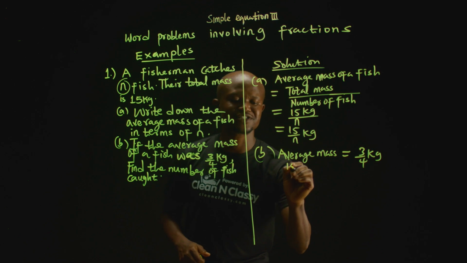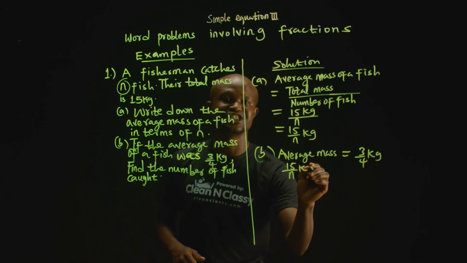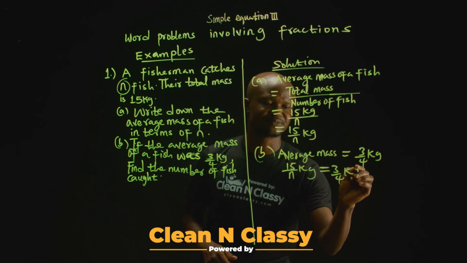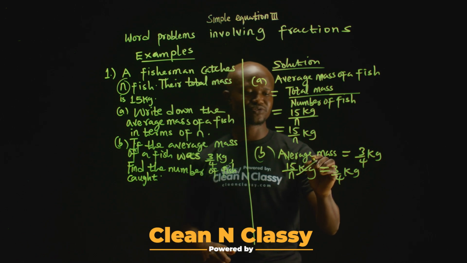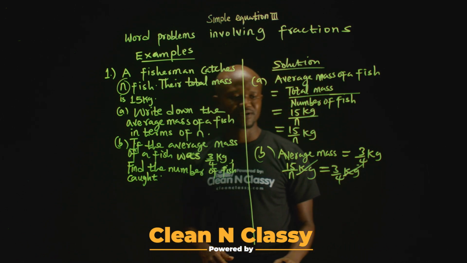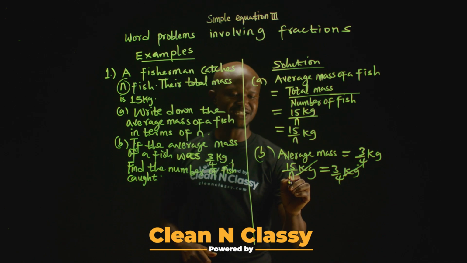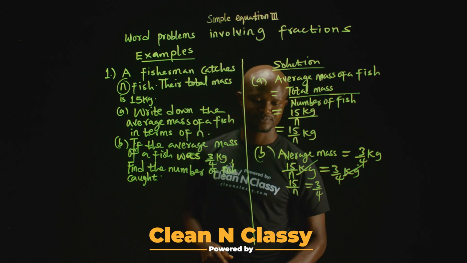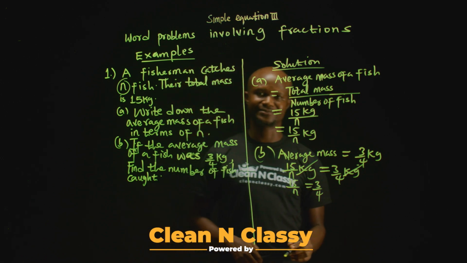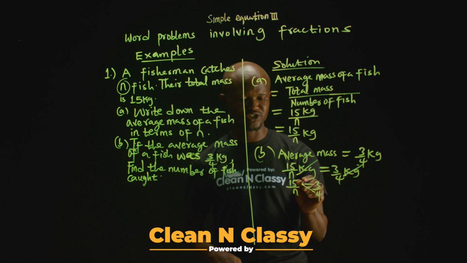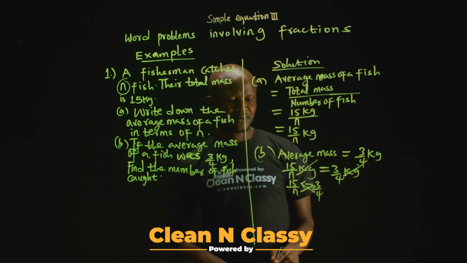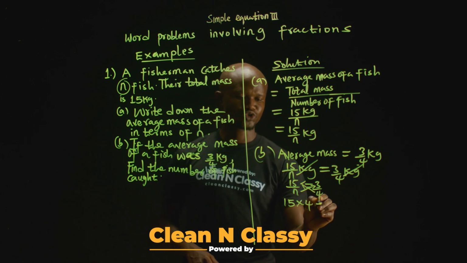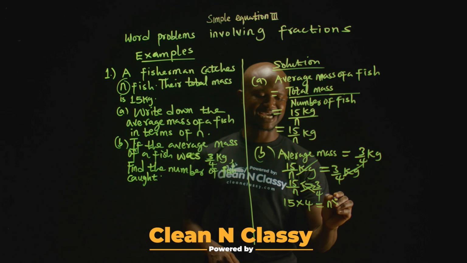So here we have 15 divided by n kg equal to what? 3 divided by 4 kg. Kg goes with kg. So in this case, we have 15 divided by n equals 3/4. How do we find the value of n? We are going to cross multiply. By cross multiplying, we have 15 times 4 equals n times 3.